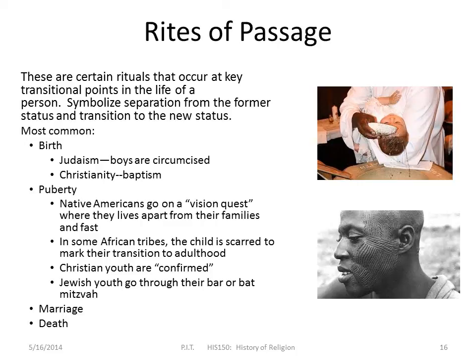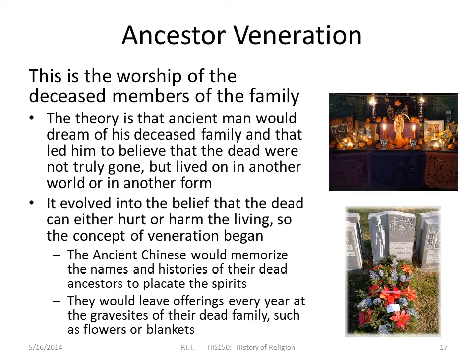Christian youth are confirmed, or at least Catholic kids are confirmed at 14, and Jewish youth go through a bar or bat mitzvah, welcoming them into the adult responsibilities of Judaism. Of course, when we get married, we go through the big ceremony, whether it's at City Hall or on the beach or at a church. And then, of course, when we die, there's the whole funeral and we mourn. Jewish people sit Shiva, which is a grief period, and there are a variety of different death rituals, which we'll talk about as we talk about each of the religions and their historical concepts.